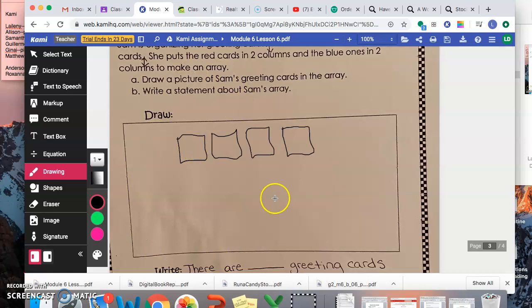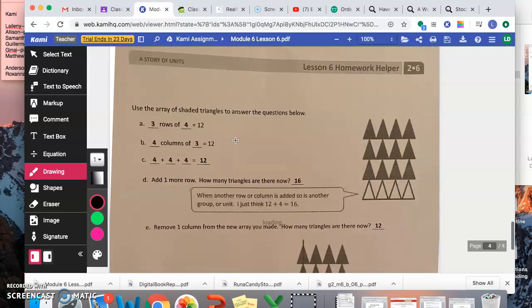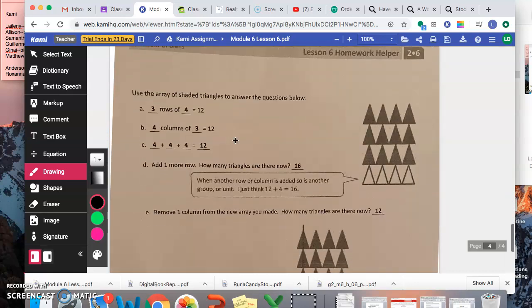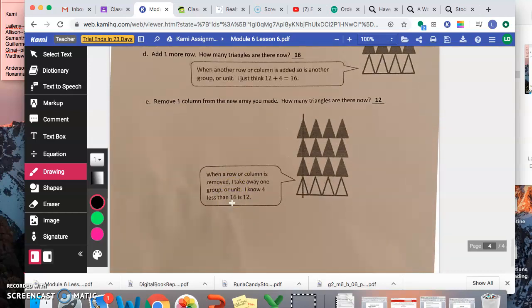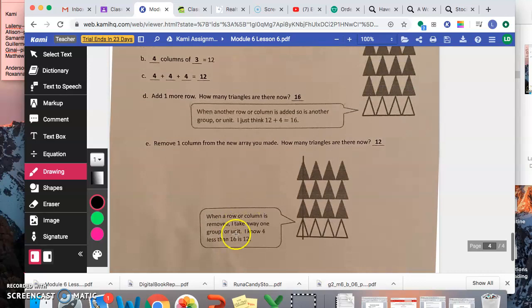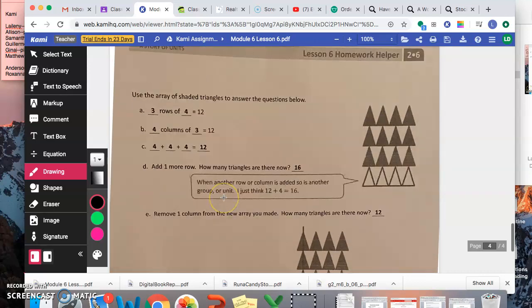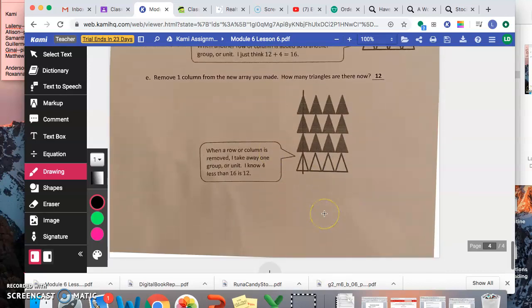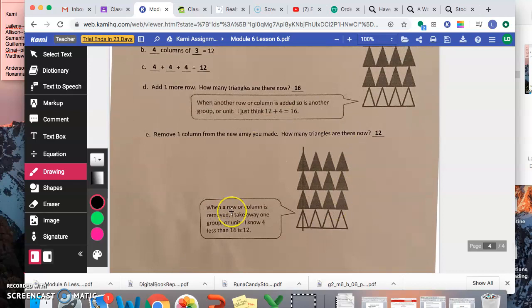So, once you're done with this page, down here is just help again. Another helper page to help you. It gives you examples of the problems, especially what we talked about when you remove a row, okay, when you're adding a row, and it goes over that with you. So this is just an extra resource. There's nothing to be done on it, just to look over for support.